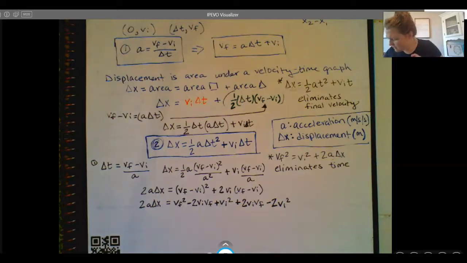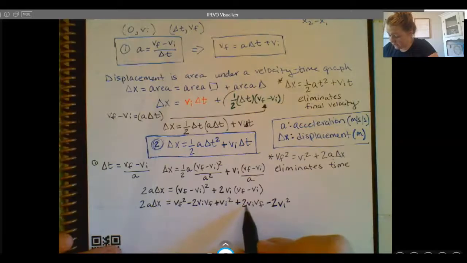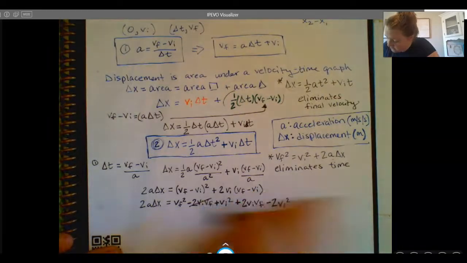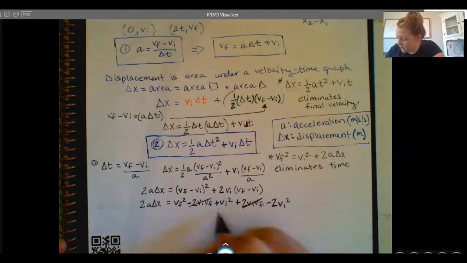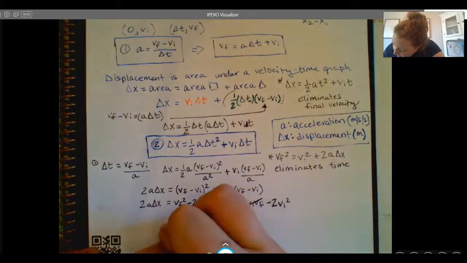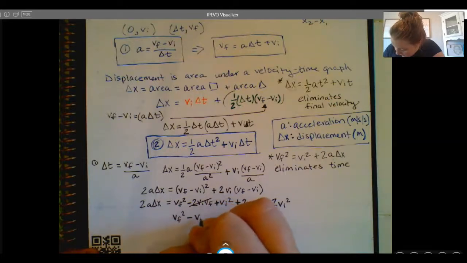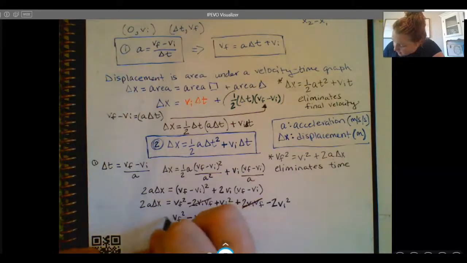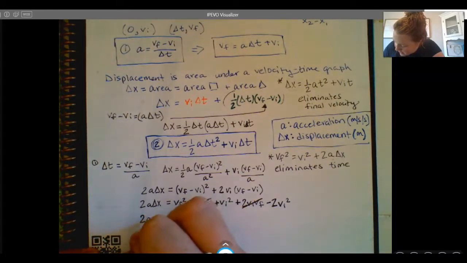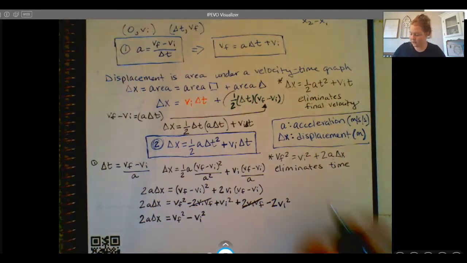Let's do some simplifying here. So, negative 2 VI VF plus 2 VI VF, these terms add to 0, so those go away. And negative 2 VI squared plus 1 VI squared leaves us with VF squared minus 1 VI squared. And that's all equal to 2a delta x. And hopefully now you see it. We have reached our equation.